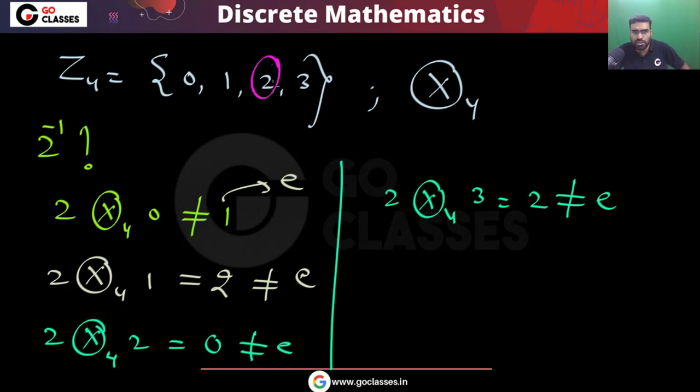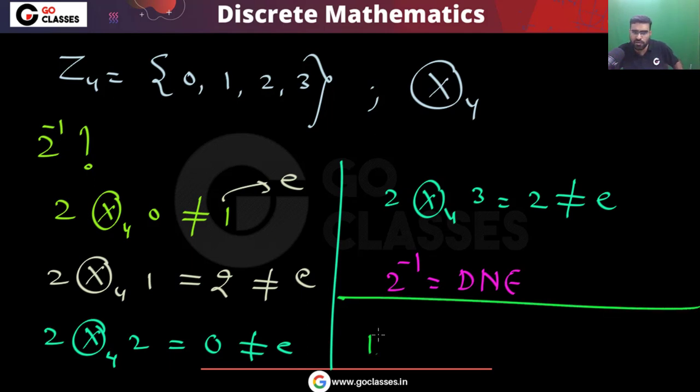So for this 2, there is no inverse element: 2 inverse is not 0, not 1, not 2, and not 3. So finally I can say that 2 inverse does not exist. Okay, what about the remaining 2 elements?